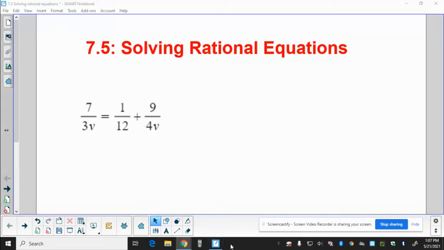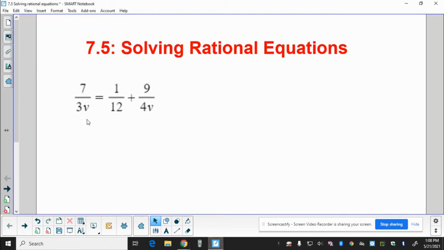Let's go ahead and get started with today's lesson, solving rational equations. Now, there's a couple ways you could go about solving these. One way is to find the least common multiple, or a common denominator, and multiply the entire equation by that multiple to cancel the denominators out. Another way to do it, to keep it consistent with adding and subtracting, is to find common denominators and use a property of equality. Either way will work.